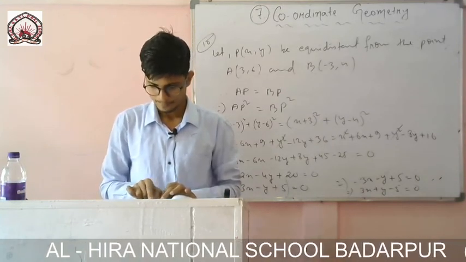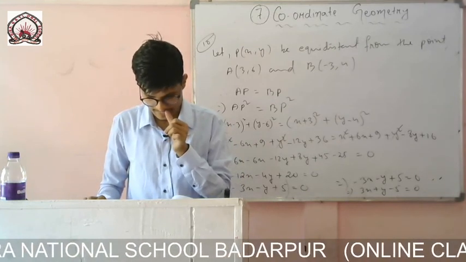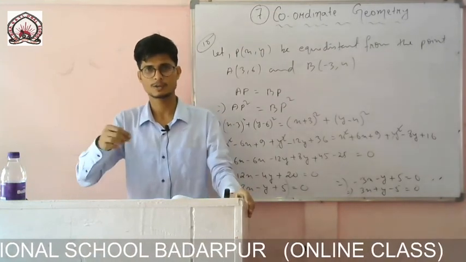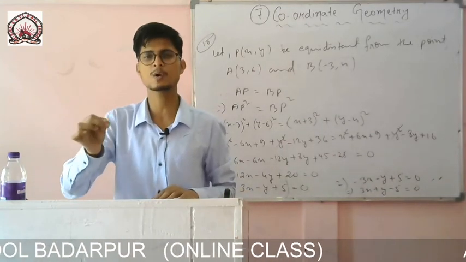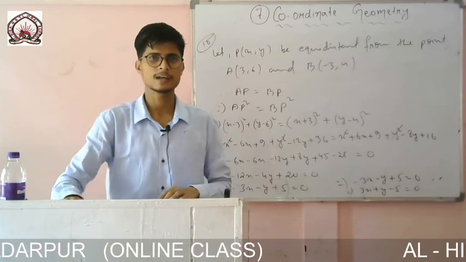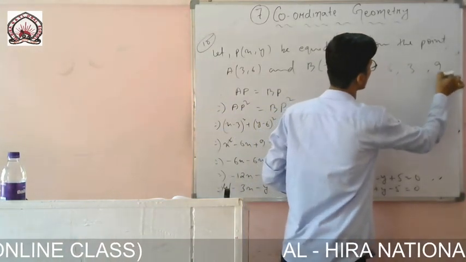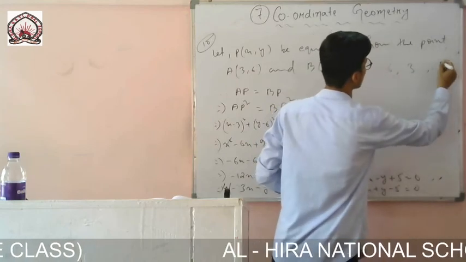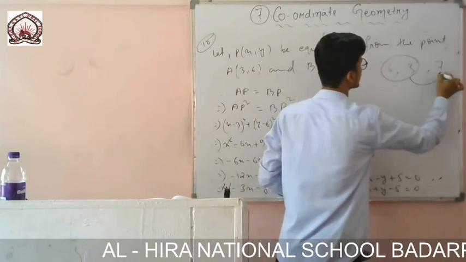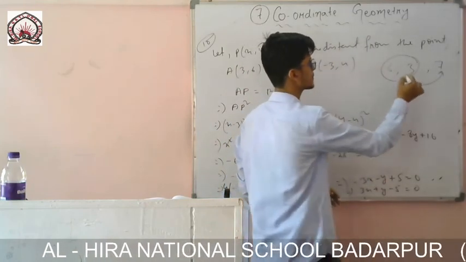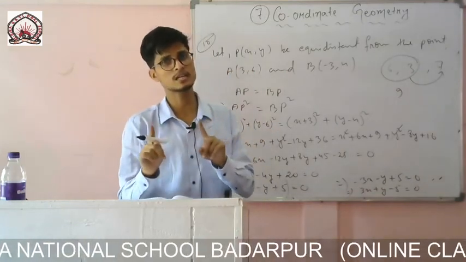But one thing is there: the sum of any 2 of these distances is greater than the third side. In order to be a triangle, the sum of 2 sides should be greater than the third side. For example, if the 3 sides of a triangle are 6, 3, and 7, so if I add 2 sides, it should be greater than the third side. So 6 plus 3 is 9. It is greater than 7. So in that case only a triangle will be formed.